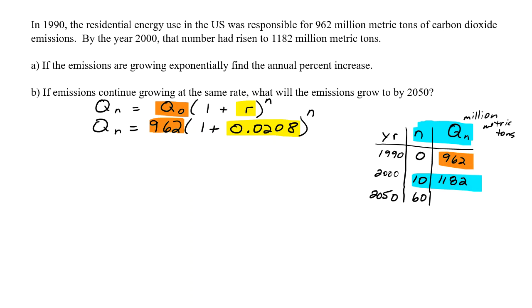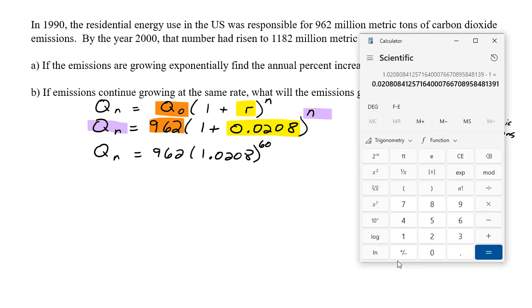let's use a different color, how about purple? This one right here, all right? This is what we're trying to figure out. So we're going to put 60 in for n, and then we'll be able to figure out the Q sub n that goes with that n. In other words, the emissions. What are the emissions after 60 years? So 1 plus this would just be like that, 60, and now all we have to do is punch this in.